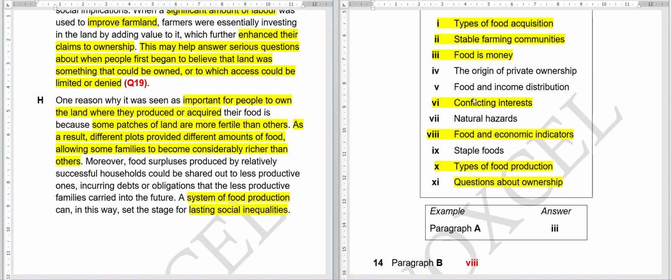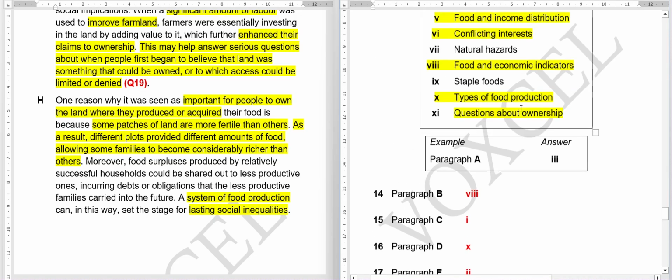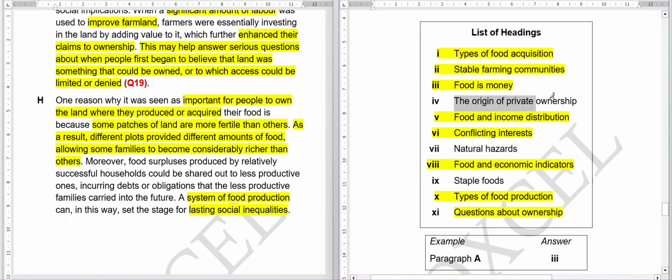Fifth, food and income distribution. Is there any mention of how food and income distribution were related, or something like that? Yes, this is our answer. Food and income distribution. Let me first write it here. So now let me change the color and mark. So obviously this is not mentioned. There is no mention of natural hazards and there is no mention of staple foods.